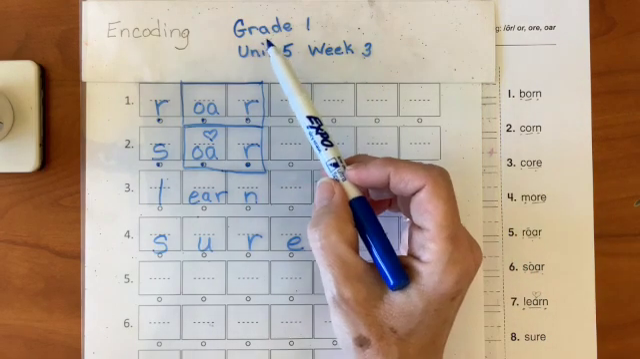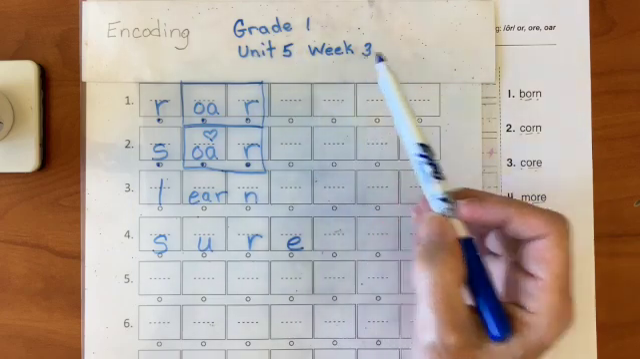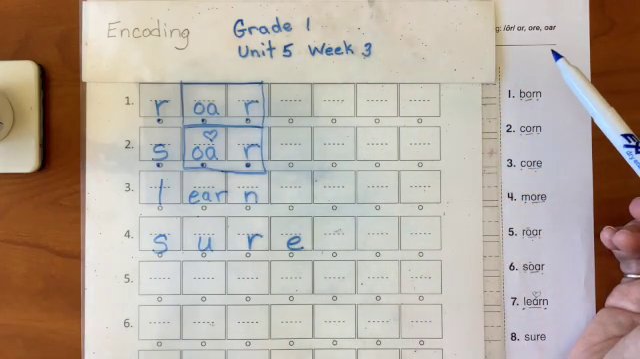So those are your words for grade 1, unit 5, week 3, with the vowel patterns that sound like or, as in corn.